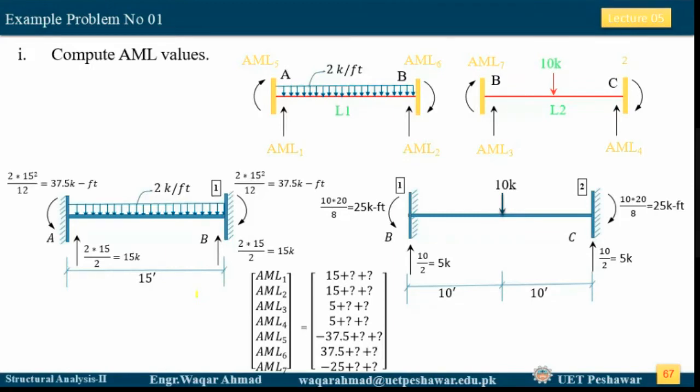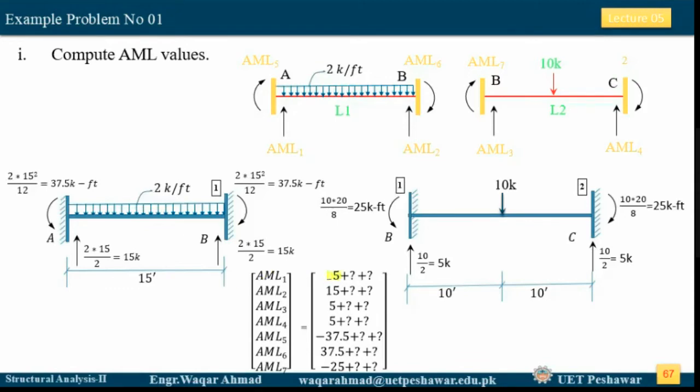we have three types of loadings. One is this 2 kip per foot and this 10 kip load. The other loadings are in the form of displacements, which are the 0.002 radians rotation and this 1-inch settlement. So we need now to incorporate the values of all these types of loadings in our AML matrix, as we did in the AM matrix. So now we are going to do the same in our AML matrix also.